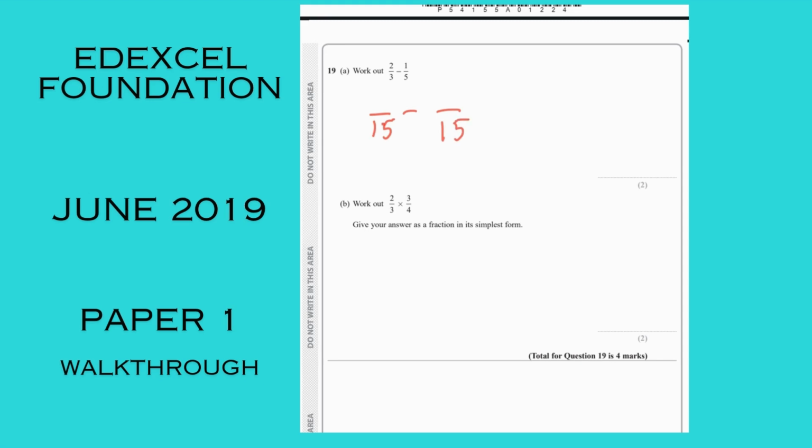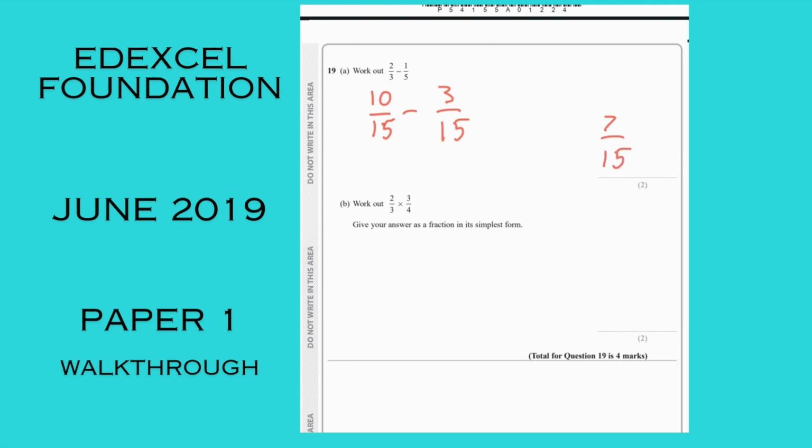So on the left-hand side, times top and bottom by 5. On the right-hand side, times top and bottom by 3. 10 of something, take away 3 of something, we have 7 of that something.